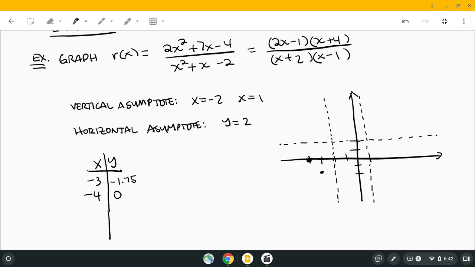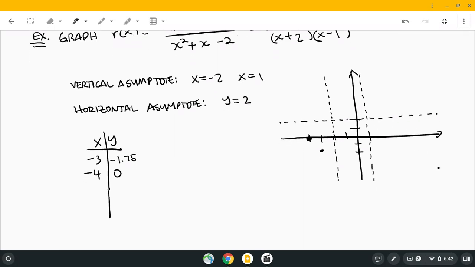Okay, and you could do more values if you want to, but I have a pretty good idea of what's happening here. Remember, your graph goes towards your asymptote, so it should go closer and closer to your asymptote here. And then this will go closer and closer to this asymptote. Okay. All right, so we have that graph.